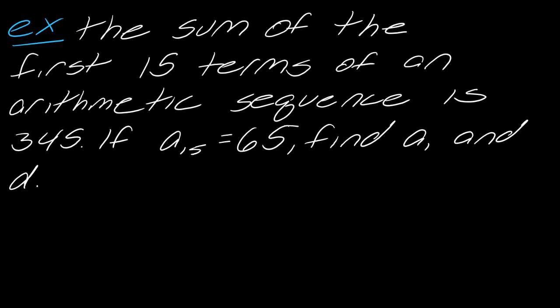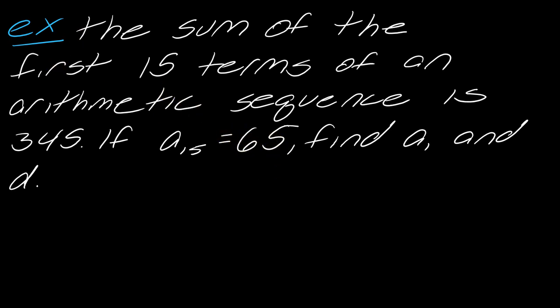All right, so for our next problem, we have the sum of the first 15 terms of an arithmetic sequence is 345. If the 15th term equals 65, find a sub 1 and d. Okay, so this one's interesting because we're told we know the sum of these 15 terms, but we're also told what the last term is.